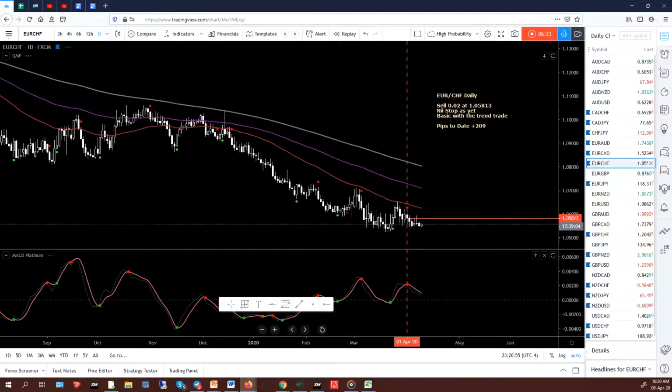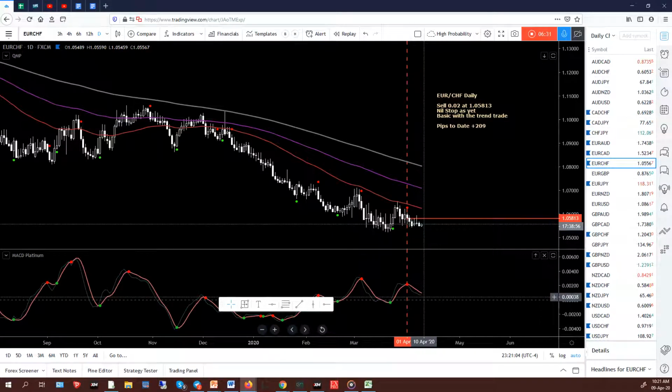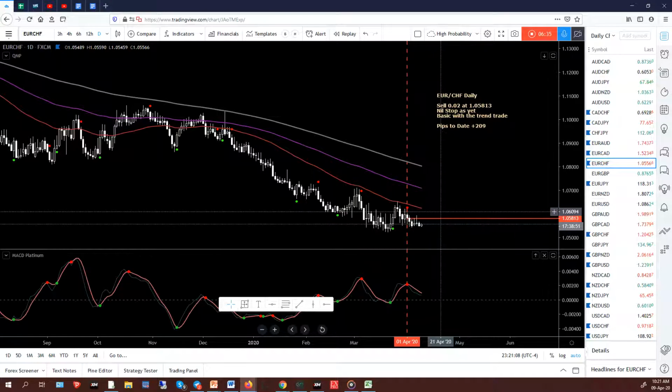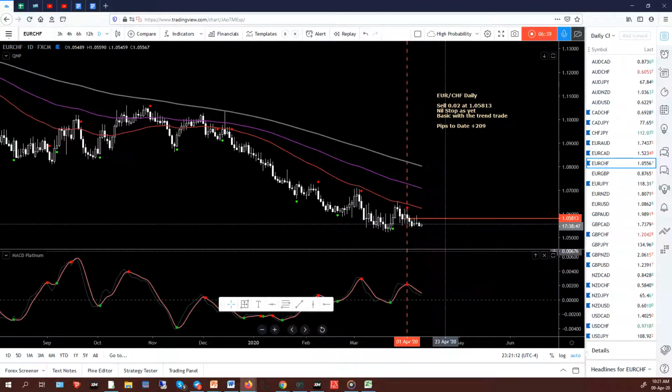Euro Swiss, Mr. Slow Mover, really needs to break this previous low. Took a sell back here. It's just meandered. MACD still above the zero level. So all I want to see is this go down through the zero level so I can start closing half and tighten it up. Or if it turns up, I may consider a hedge trade. I might just get out of it.